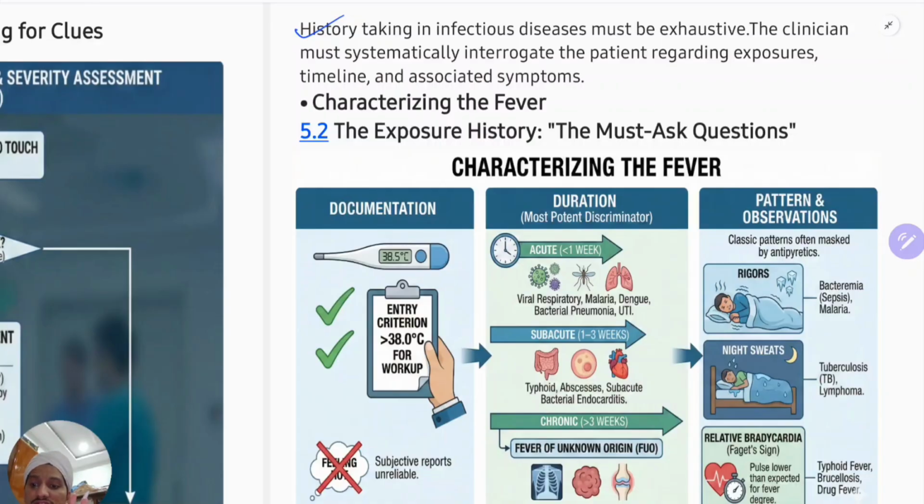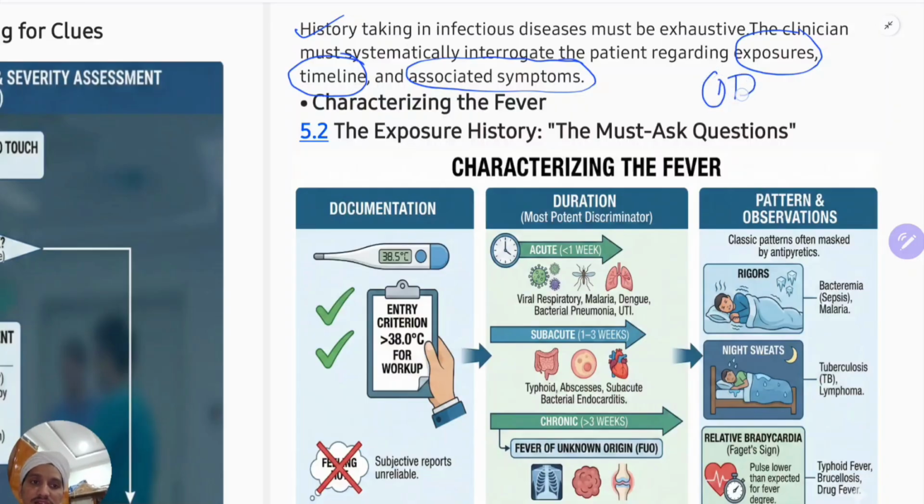Now in history, what should you focus on? Our main goal is to club the history and physical examination findings and find out the etiology. That is our main goal. So in history, what will you ask particularly? Duration of fever is very important, one thing. Second, exposure history is very important. Third, any localizing signs or symptoms is very important. These things are very, very important in a case of fever.